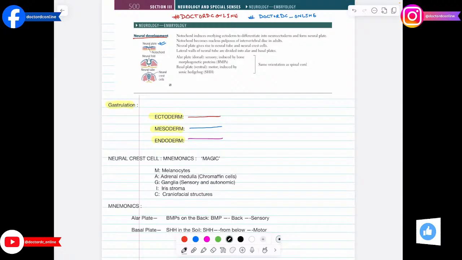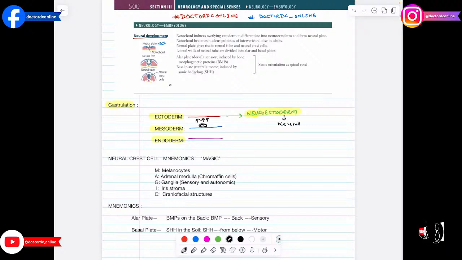The notochord is actually a rod-like structure derived from mesoderm in the midline of the embryo, and its main job is to induce the overlying ectoderm to become neuroectoderm. This is a very important concept. So what is neuroectoderm? Neuroectoderm is a specialized tissue that forms the neural plate.